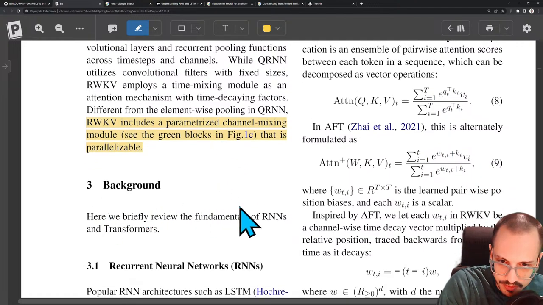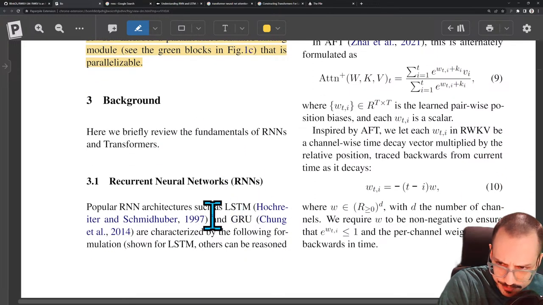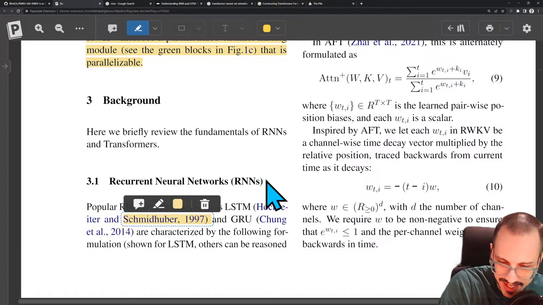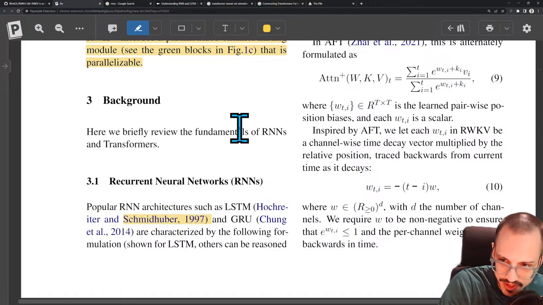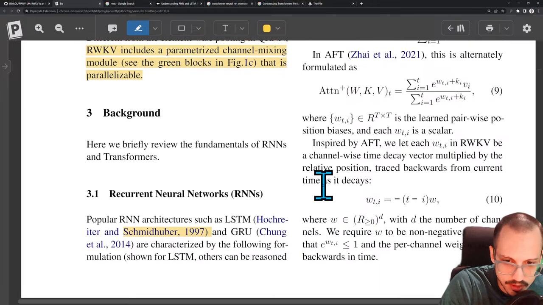We briefly review the fundamentals of RNNs and transformers. There's this Schmidhuber reference. That 1997 OG reference right there. Popular RNN architectures such as the LSTM, this is long short-term memory, and GRU, this is gated recurrent unit, are characterized by the following formulation.